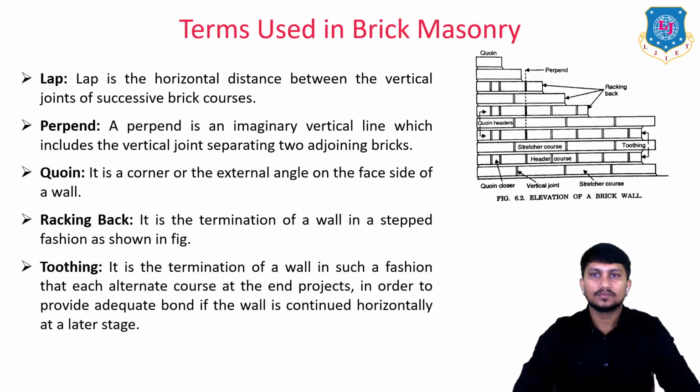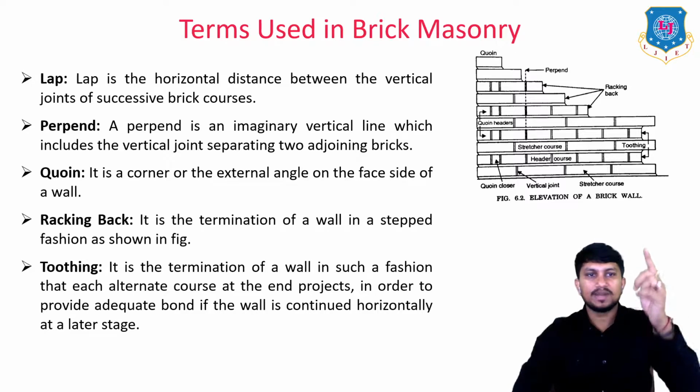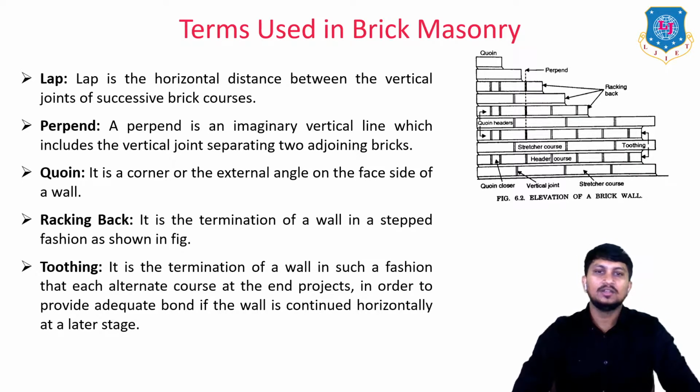Now let's see various terms used in brick masonry. First is lap. This lap is the horizontal distance between the vertical joints of successive brick courses. Second is perpend. A perpend is an imaginary vertical line which includes the vertical joint separating two adjoining bricks. You can clearly see perpend in this elevation of brick wall. Third is quoin. It is the corner or external angle on the face side of the wall. You can clearly see quoin in this figure.